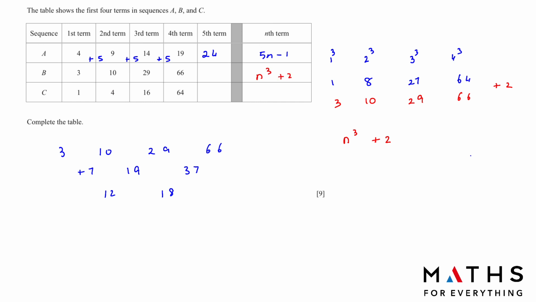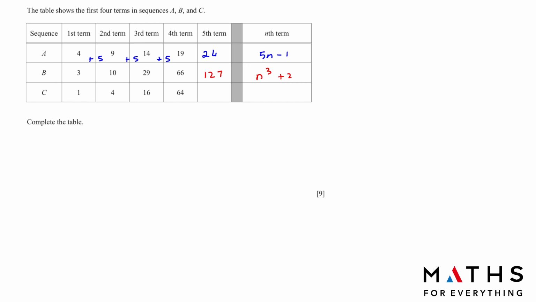If you knew that n cube is the sequence, then you will know that you're adding 2 to it to get the next term or the nth term. So what will the fifth term be? It will be 5 cube plus 2, which is 127.